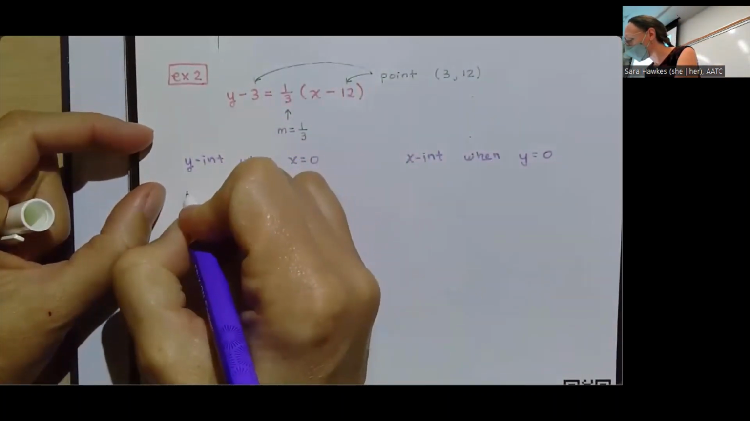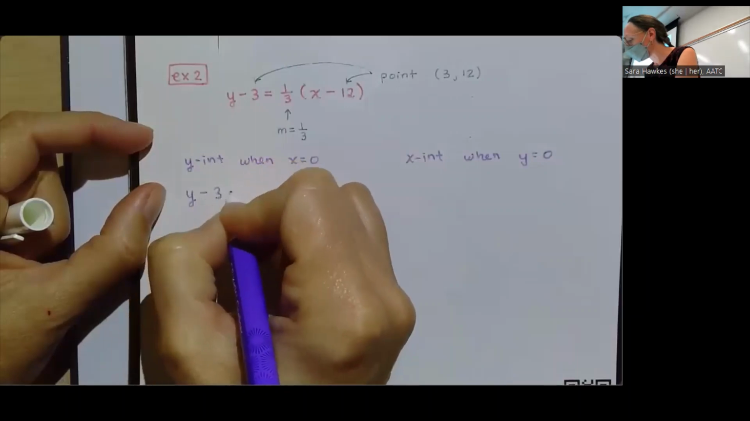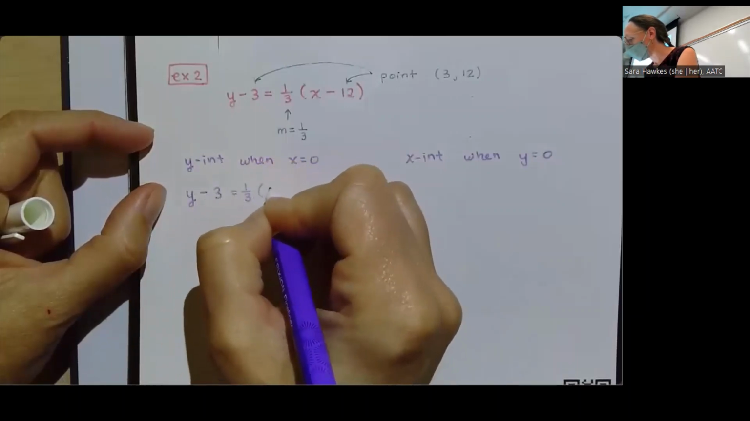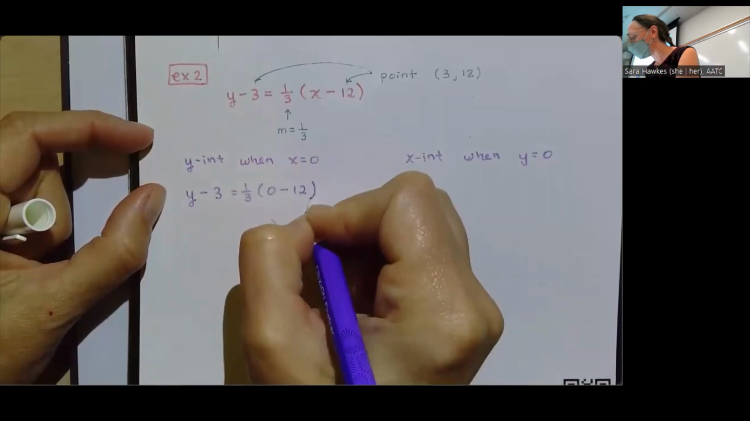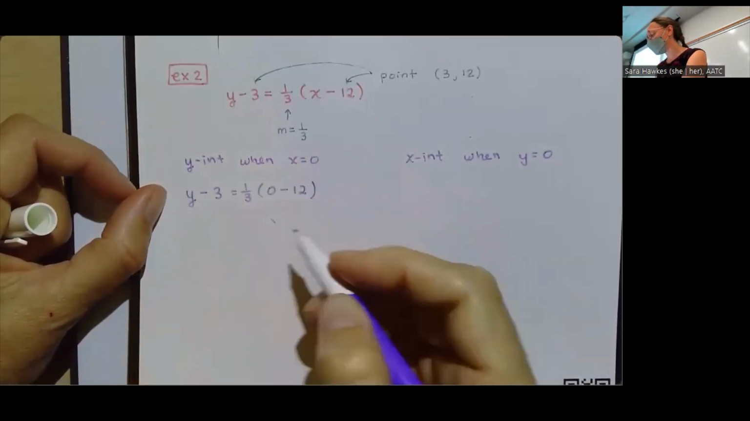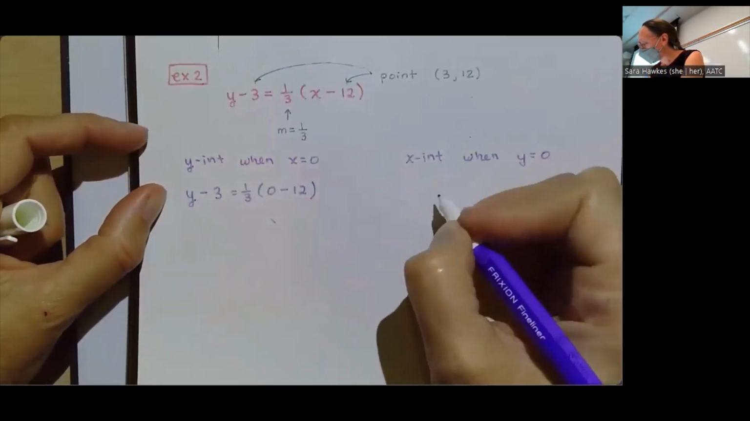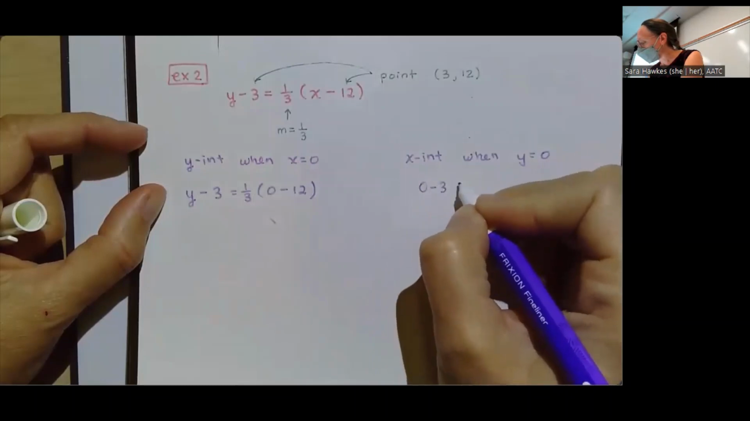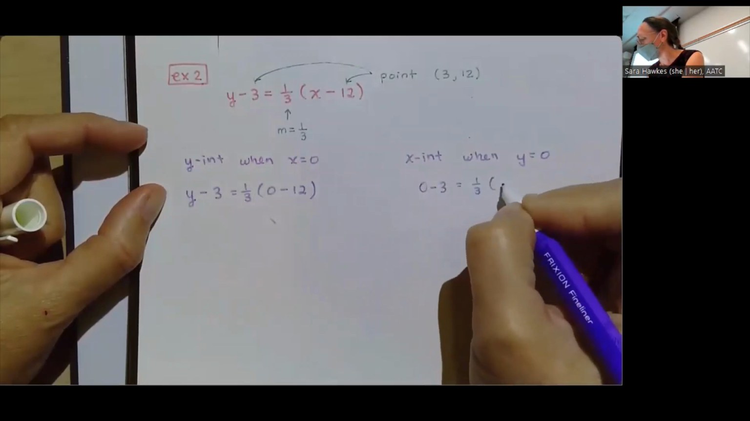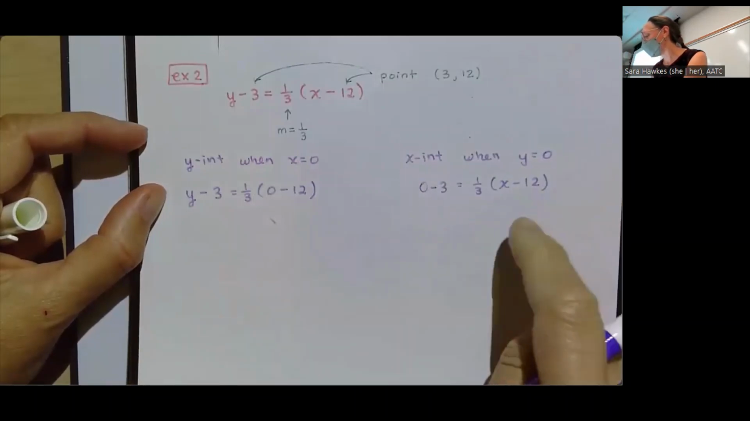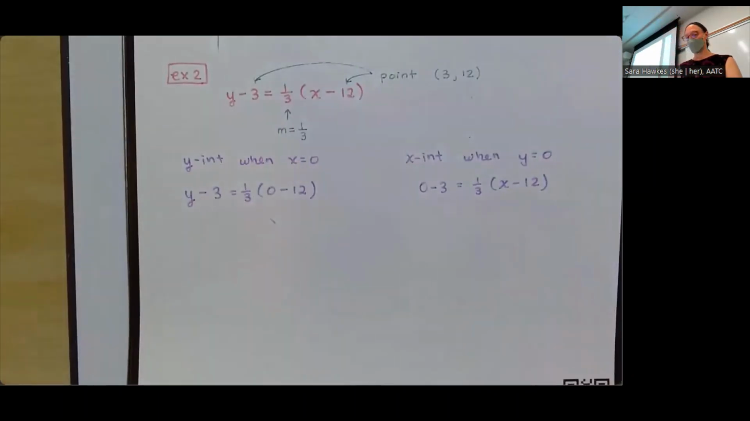So for that Y intercept, I'd have Y minus 3 is equal to 1/3 of 0 minus 12. I'm going to be trying to get the Y by itself. And when Y is 0, I'll have 0 minus 3 is equal to 1/3 of X minus 12. And we're trying to get the X by itself.